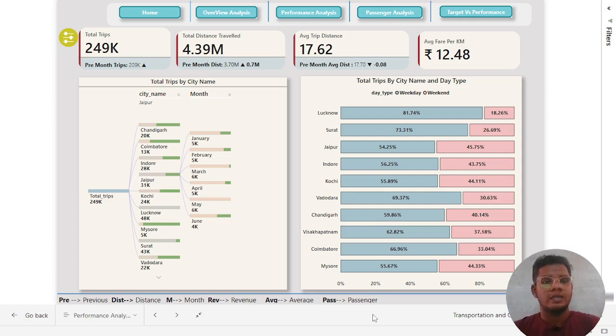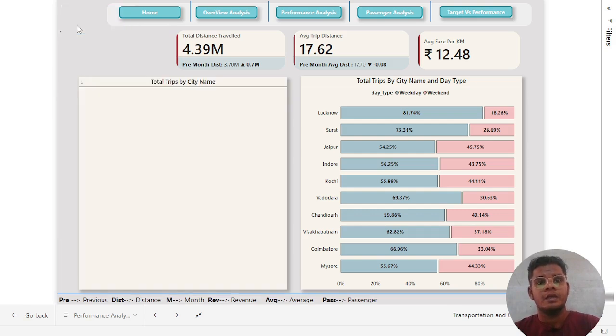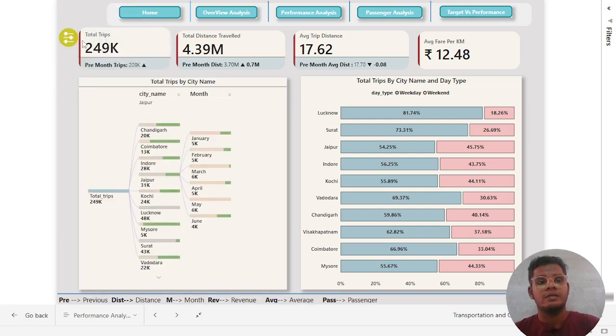And then we have successfully completed the two dashboards. Here the trip volume is now indicating the regular, which means the repeated passenger. For those people, the trip volume is 249, which is very high comparatively with the previous month. Distance traveled as well is increasing, trip distance is decreasing, average fare is 12.48. Okay, and now we are going to analyze the passenger analysis.